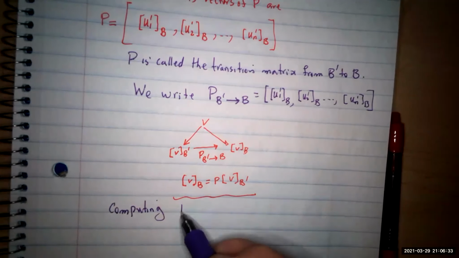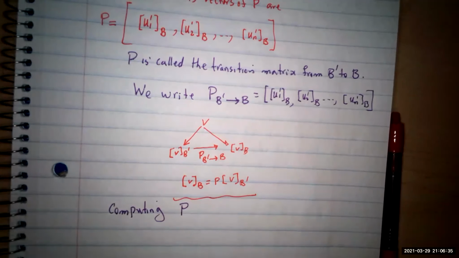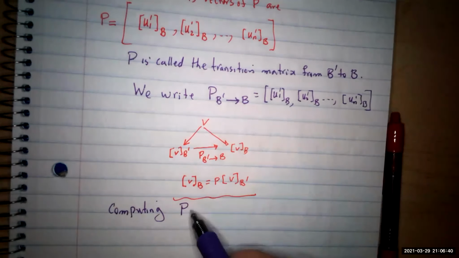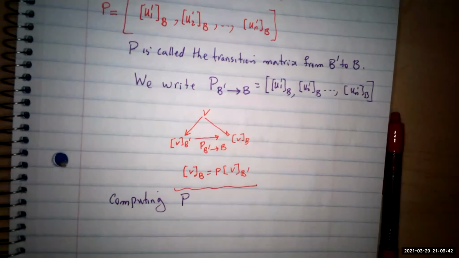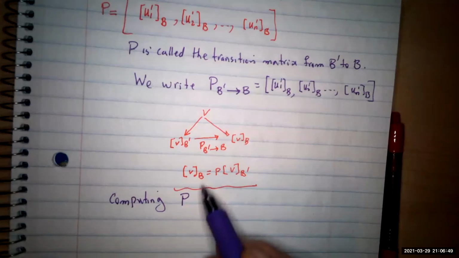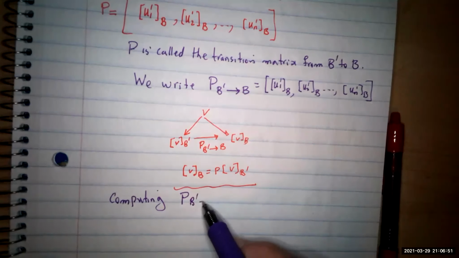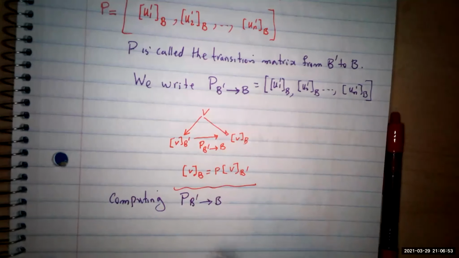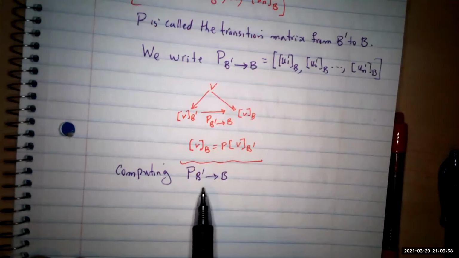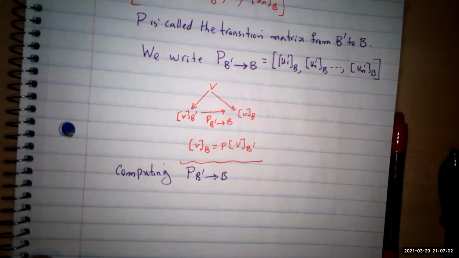Computing the P. Okay, that's it. It doesn't matter whether it's from B prime to B or B to B prime; these are going to be the same thing. So suppose you want to compute P from, say, B prime to B. This is how we're going to do it. B and B prime would be given to you.